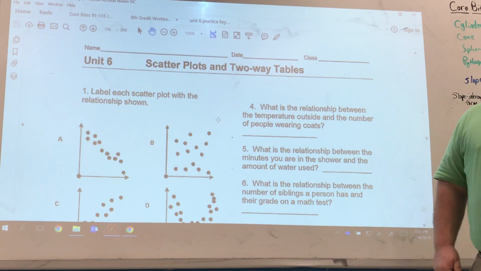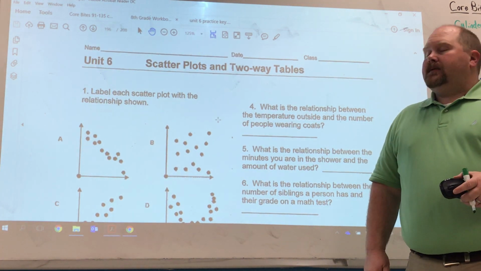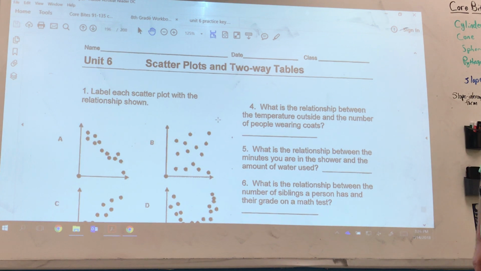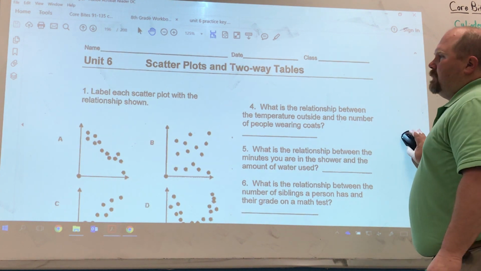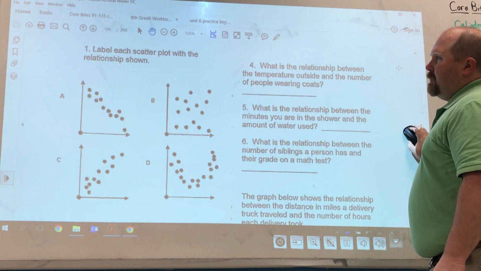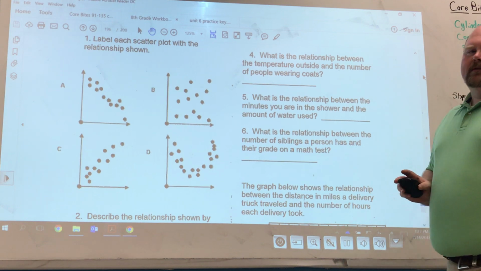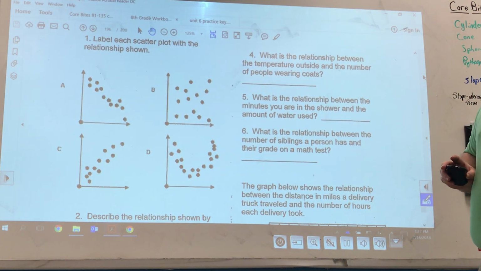Alright, so today I'm going to go over the Unit 6 practice test. So this is the practice test on scatter plots and two-way tables. And so if we look at the first question, it asks us to label each plot with the relationship shown. So when it's talking about relationships, it's talking about positive, negative, no relationship, linear, non-linear.